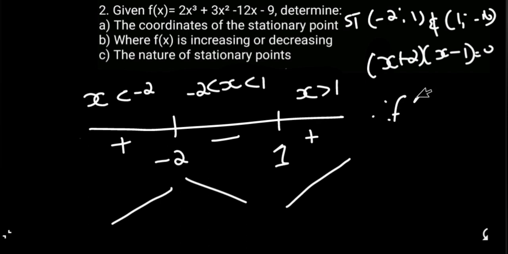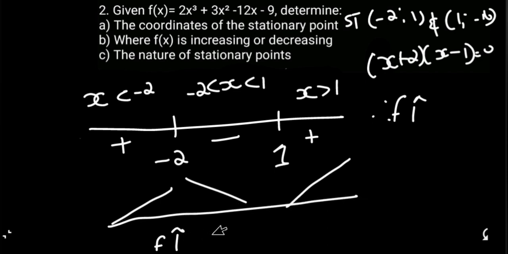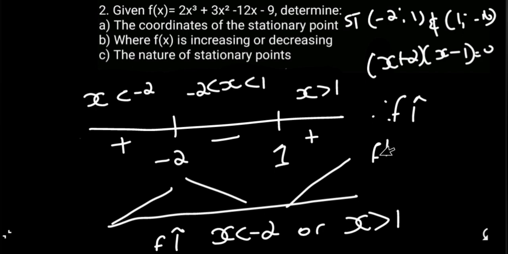Therefore, f is increasing, let me make a space here. So therefore, f is increasing for any values that are smaller than -2 or any values that are greater than 1. And f is decreasing between -2 and 1. So f of x is decreasing between -2 and 1.